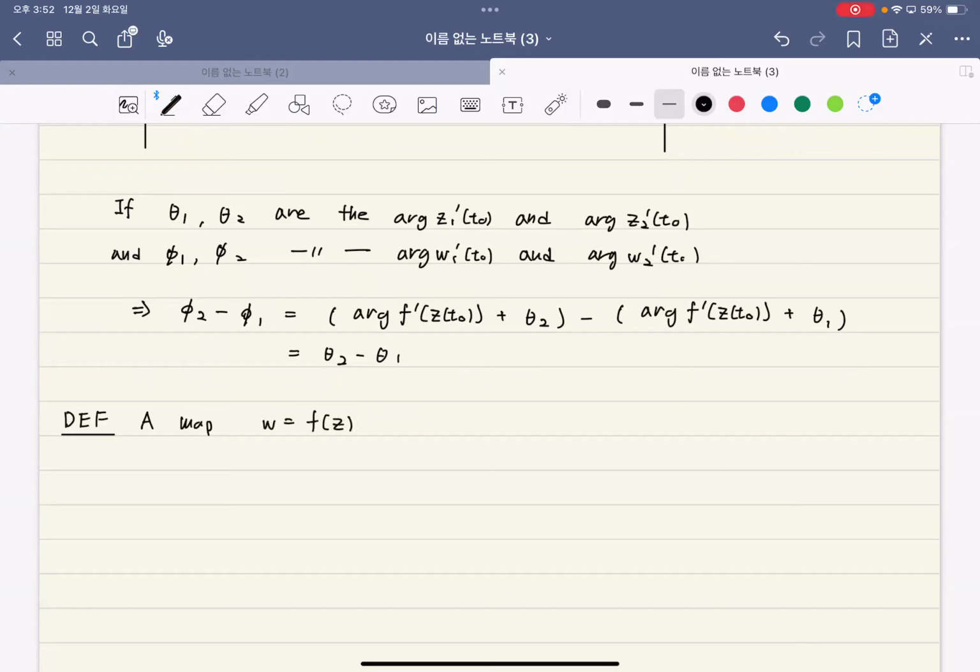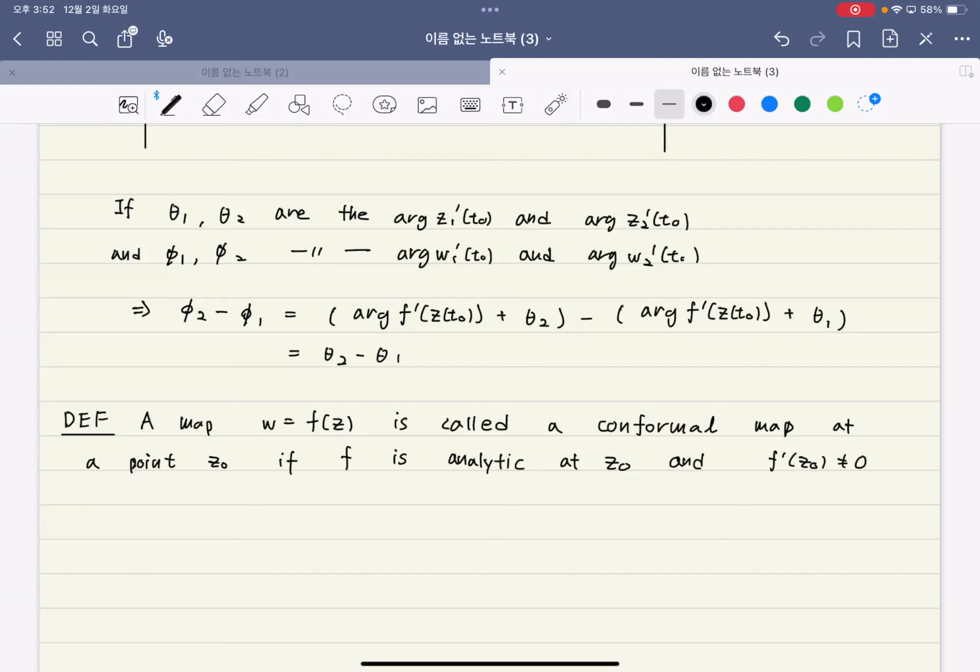A map f of z is called a conformal map at a point z0 if f is analytic and f prime of z0 is non-zero. Okay, great.